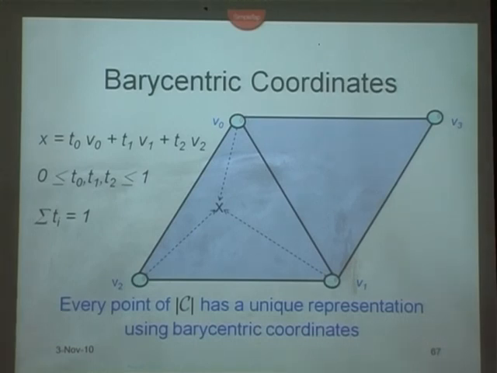And every point of the polyhedron of a complex has a unique representation using barycentric coordinates. You tell me which vertices, in this case 3 vertices, and what the 3 barycentric coordinates are, and that's a unique representation for every point in the polyhedron. And if you wanted to prove that something was a subdivision, this is the tool that you would use to do that.